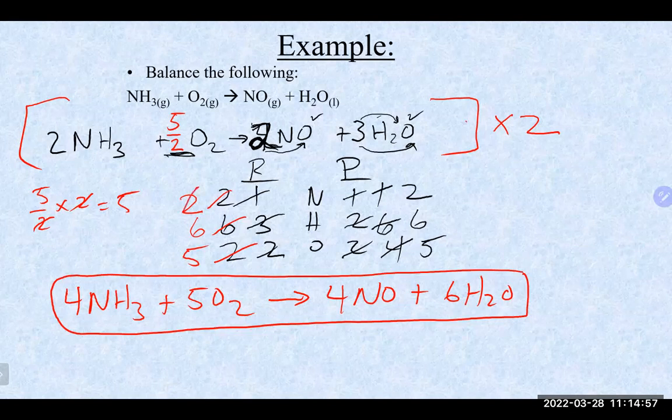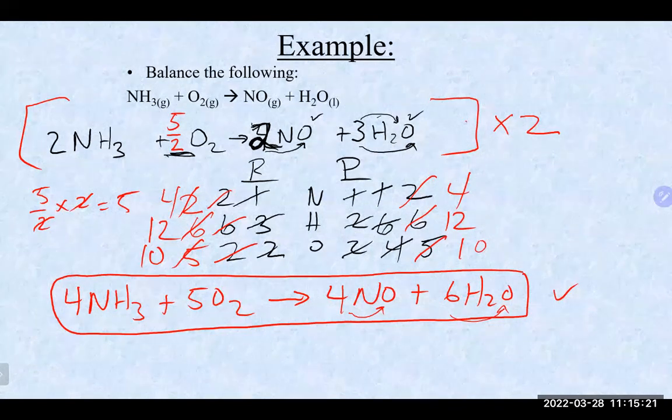We got 4 nitrogens on the left, 4 on the right. We got 12 hydrogens on the left, 12 on the right. We got 10 oxygens on the left, and again, 4 in the first one and 6 in the second one gives us 10 on the right. So this illustrates a very good point. When you're balancing equations, there are oftentimes situations where you might need to use a fraction. You absolutely could use a fraction to balance it, but you cannot leave the fraction. So you do have to clear it by multiplying everybody by the denominator.